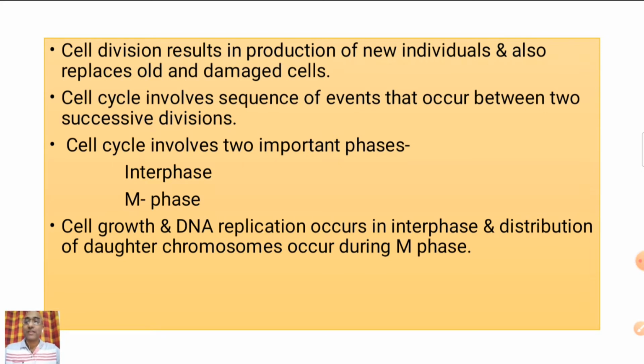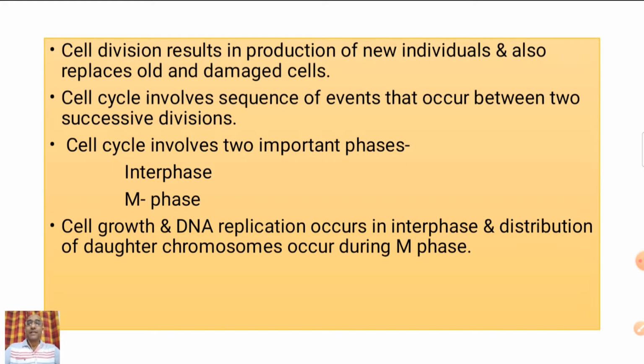Now, what is the cell cycle? Cell cycle actually consists of a sequence of events which occur between two successive divisions. Between two successive divisions, all those events that occur, they constitute the cell cycle.